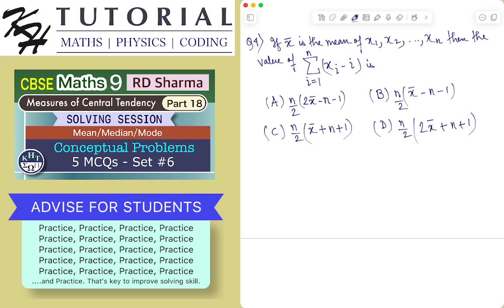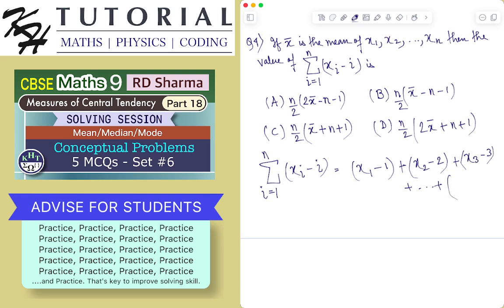First, you must have a clear understanding of the summation operator. So what does this actually mean? The summation of xi minus i, where i is ranging from 1 to n. If I expand it, this is equal to x1 minus 1 plus x2 minus 2 plus x3 minus 3 up to xn minus n.